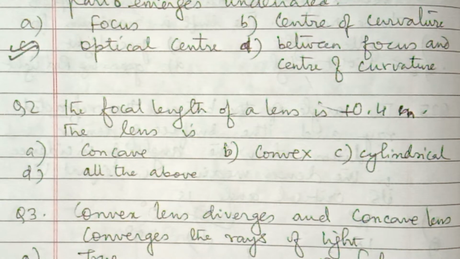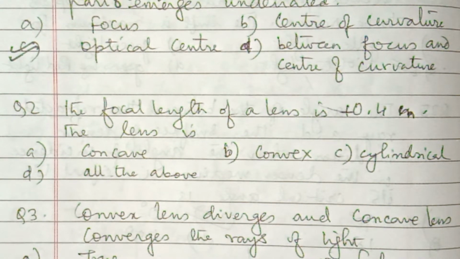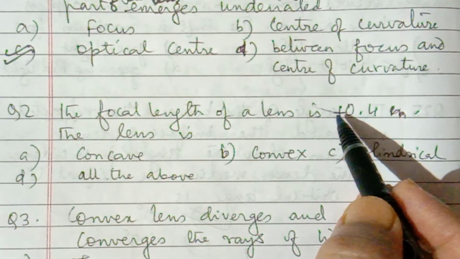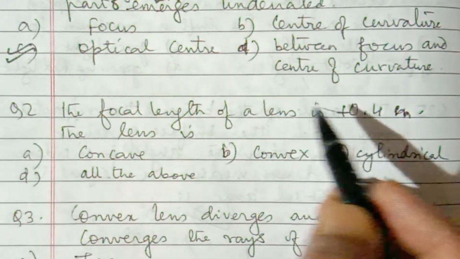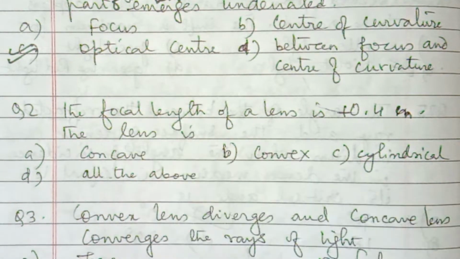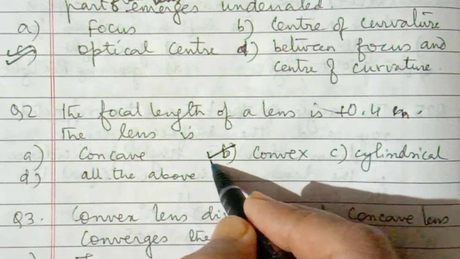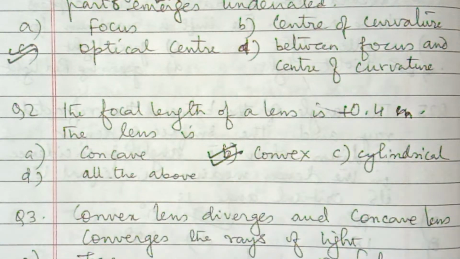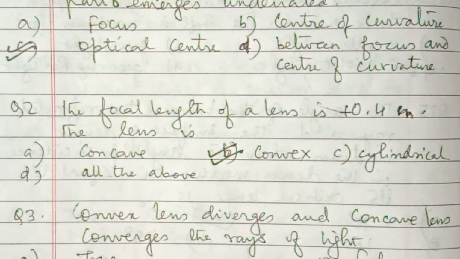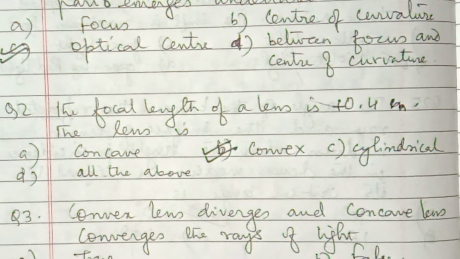Now second question, the focal length of a lens is plus 0.4 meter. The lens is concave, convex, cylindrical, all the above. So focal length is positive. Focal length means the distance of the second focus from the optical center. So that is positive for convex lens, and remember negative for concave lens. So two lenses are there in your syllabus.